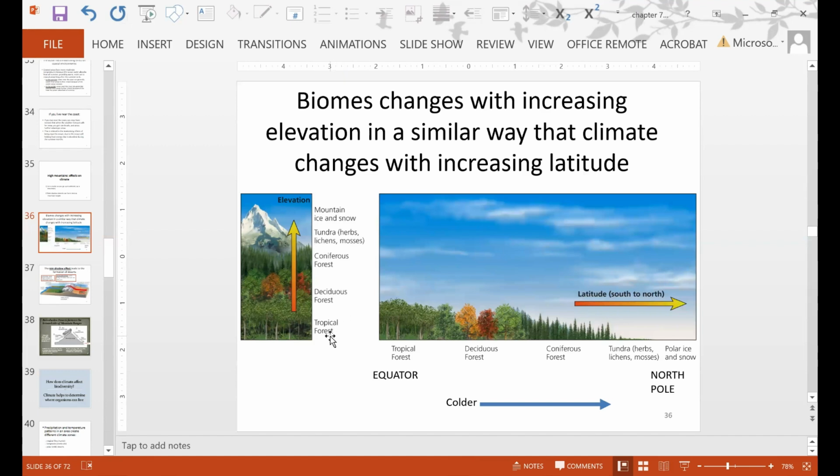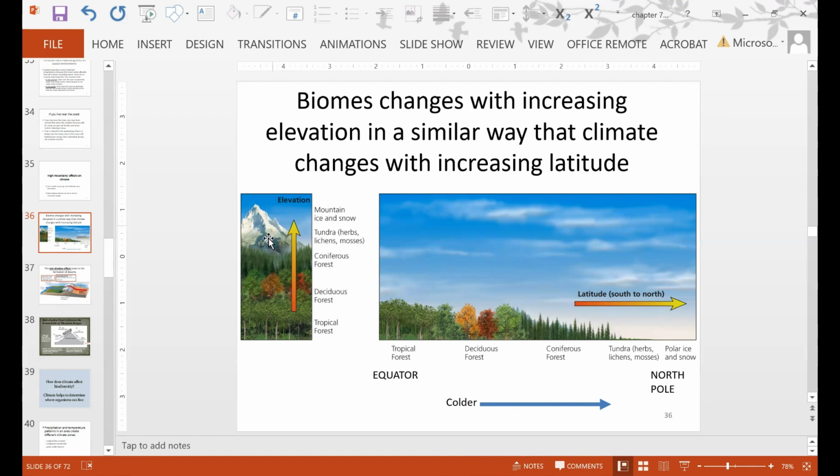the biomes can change in a similar way that climate changes when you go from the equator to the North Pole. So if you were to start out in a mountainous area in the tropical region, you would start out, let's say, with a tropical rainforest. And then as you go up the mountain, you get a deciduous forest, coniferous forest, which is pine cone trees. Then you get a tundra, and then all the way at the top, mountain, ice and snow.